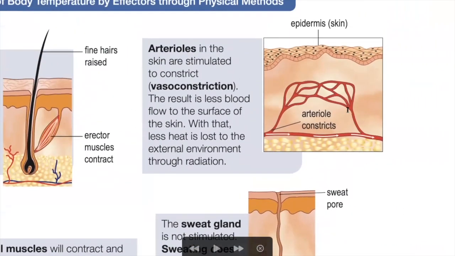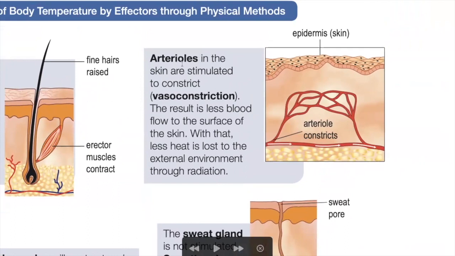The next one is the arteriole. So for this situation, the arteriole will do vasoconstriction. Vasoconstriction is the process where the arteriole will shrink. Dia akan mengecut. Macam tadi, arteriole dia mengembang. Why? Because we know that inside the blood there is heat energy. So when the vasoconstriction happens, the blood flow will be minimized. So when the blood flow is minimized, it means that less heat energy can be drawn through the skin. So with that, less heat energy is lost to the environment through radiation.